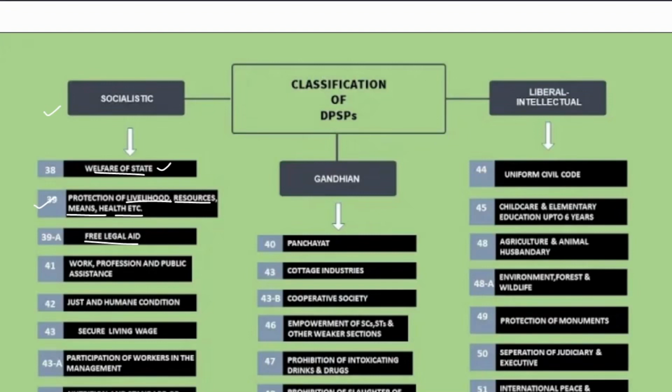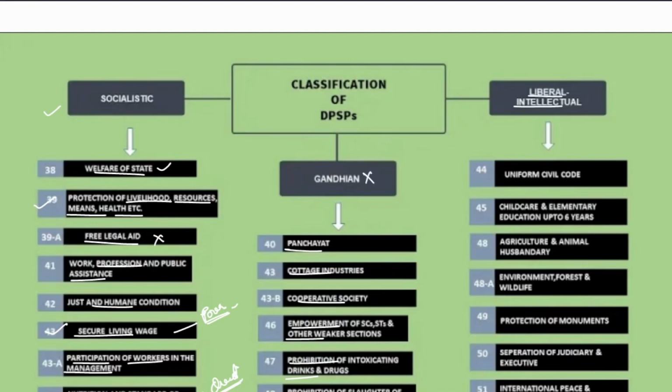Then free legal aid, this is not in question. Work, profession, and public assistance, just and human conditions, securing a living wage, this is in question. Not everybody is getting a living wage here in India. There are many, many poor who are not even getting to eat. Participation of workers in management, nutrition, standard of living: this is also in question. If they are poor, they cannot afford such things. Then there are panchayat, cottage industry, and cooperative society. All of these are not being prohibited or stopped because of the economic disparity.